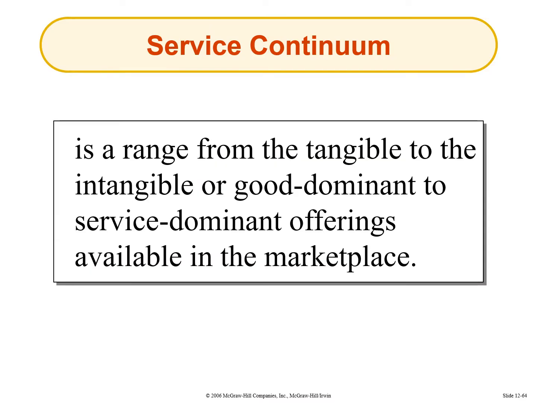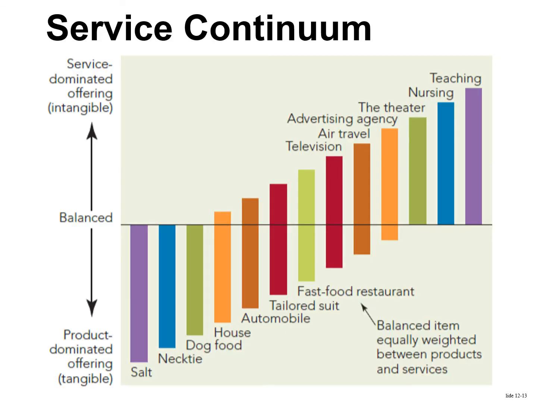So going back to the service continuum, this is a range from the tangible to the intangible, or goods dominant to service dominant offerings available in the marketplace. And this gives you several examples of product dominated or good dominated offerings and service dominated offerings. And you can see how it starts with salt, then in the middle you can see fast food restaurant. On the right hand side, extreme right, you can see teaching as a pure service, or nursing as a pure service, or theater as a pure service, because you really don't get any tangible product to hold in your hand with these services.